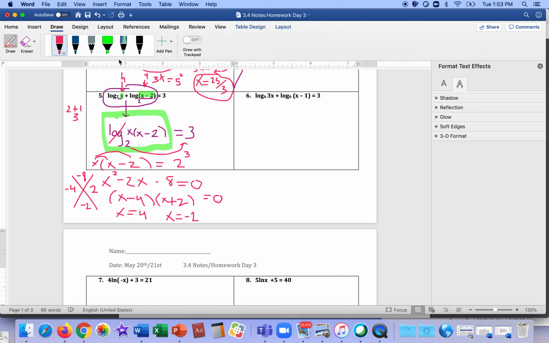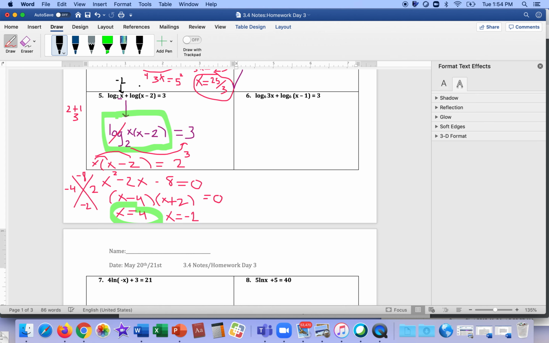Okay, so we know that 4 is one of the solutions. Okay, so now we're going to try plugging in negative 2.